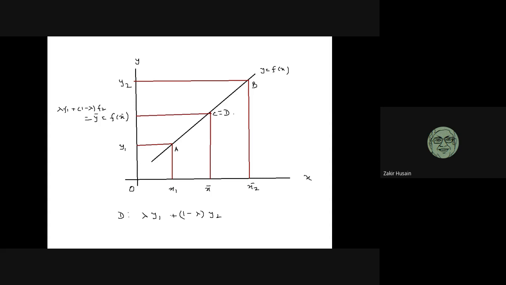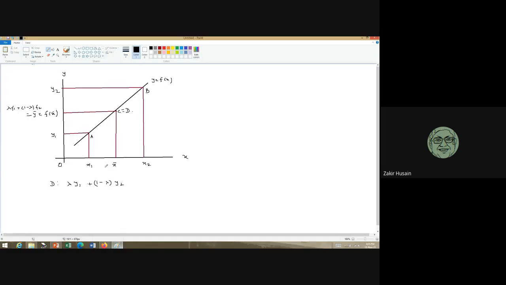So what are we seeing here? f of x bar is equal to lambda f of x1 plus 1 minus lambda f of x2. Fine. So we have got 3 possibilities over here.